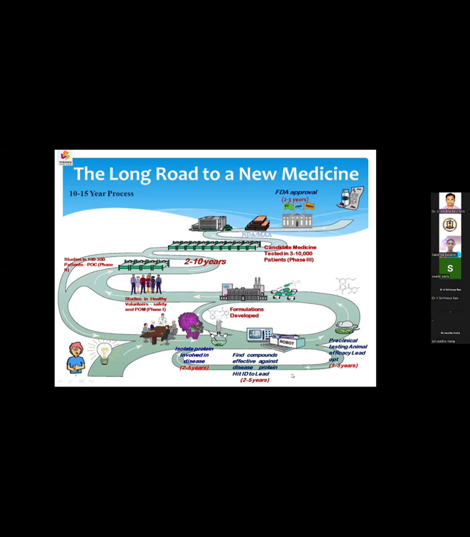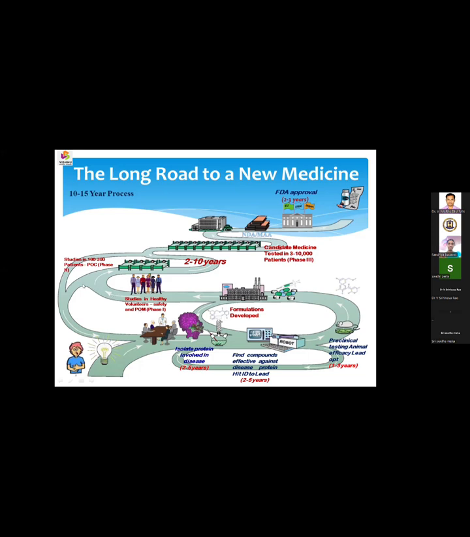Again, it is taking 2 to 5 years to identify the particular drug candidate. After identifying the lead molecule, you have to go for the preclinical testing, animal efficacy, and lead optimization. It is again taking 1 to 3 years. So after crossing all these barriers, you go for formulation development. After formulation development, you have to go for studies in healthy volunteers, safety, and POM.